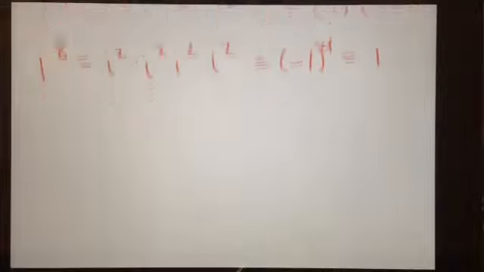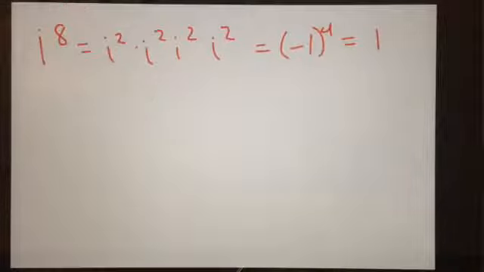So now we're going to have some exponents that we probably don't want to draw out. For example, they ask you to simplify i to the 19th.